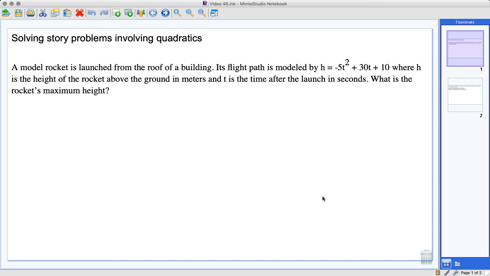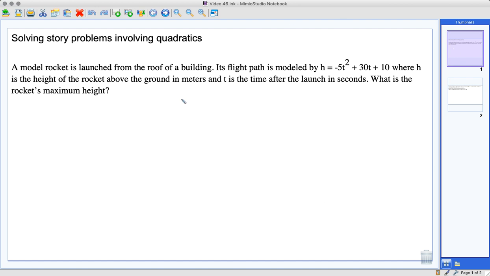Right, so this next piece talks about solving story problems involving quadratics. Basically, it's taking all of the ways that we've learned to solve quadratics and applying it to a story problem. You've got a model rocket launched from the roof of a building. Its flight path is modeled by h equals -5t squared plus 30t plus 10.